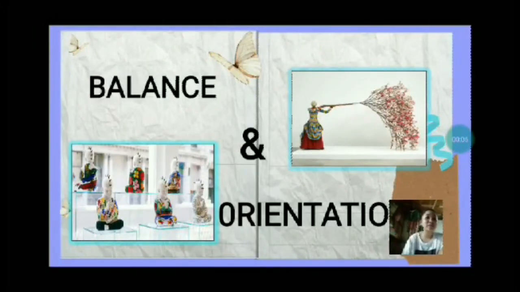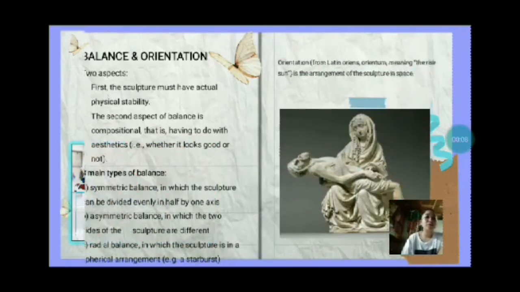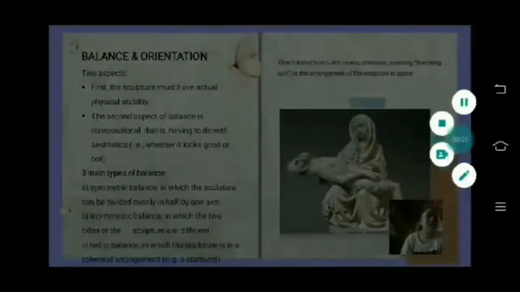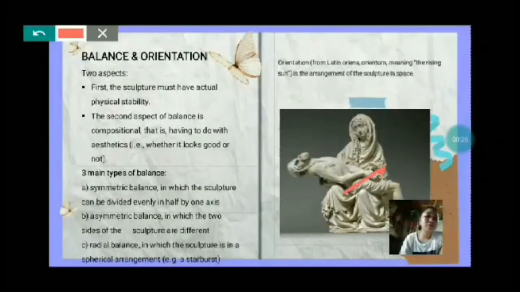Today we're going to tackle balance and orientation. We have two aspects of balance and orientation. First, the sculpture must have actual physical stability. So when we say physical stability, it is durable, it lasts a long time. For example, this is an example of a sculpture.